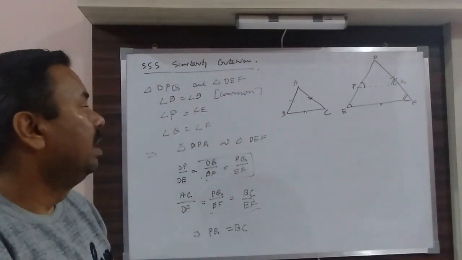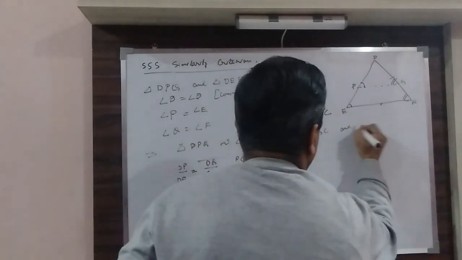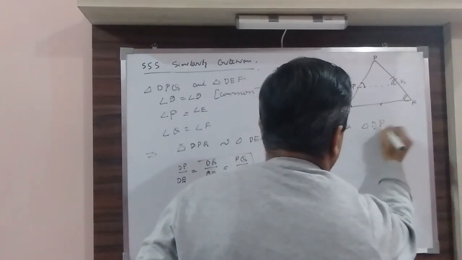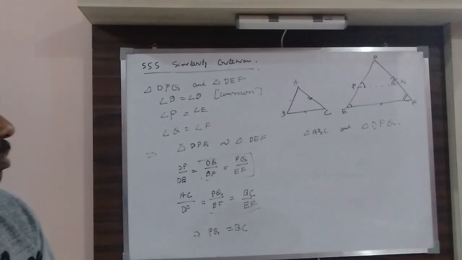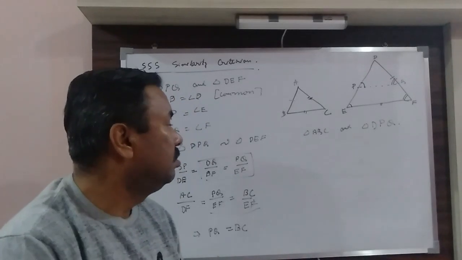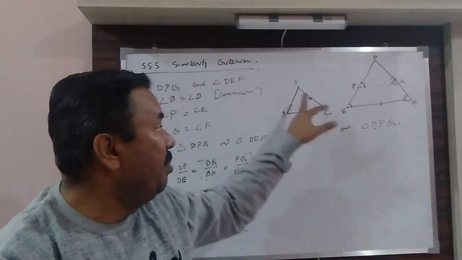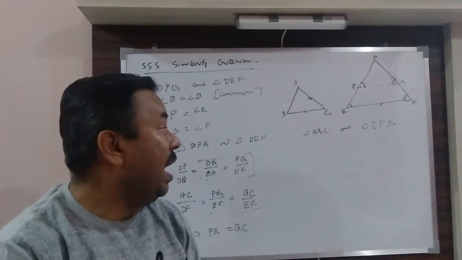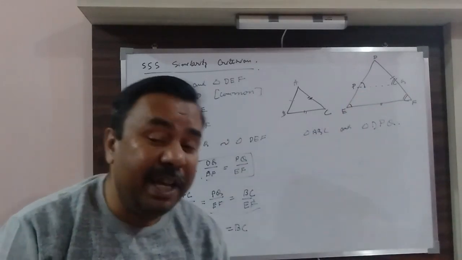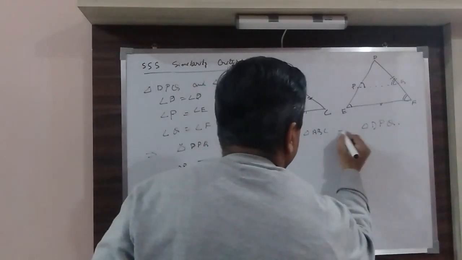Now I will take triangle ABC and triangle DPQ. What do you see from there? I have made AB equal to DP. I have made AC equal to DQ, and I have just proved that BC is equal to PQ. So by SSS criterion, I can say that these two triangles are congruent.